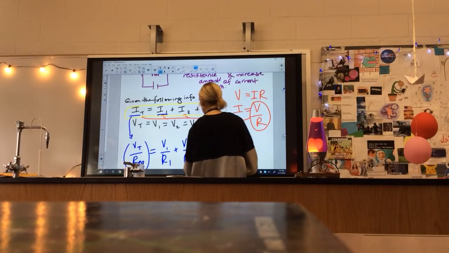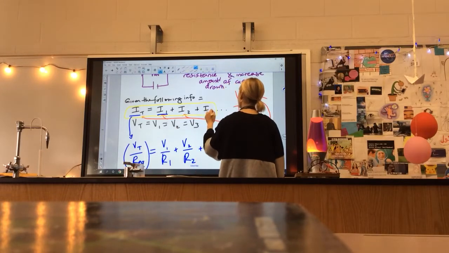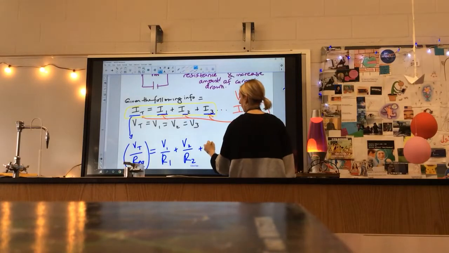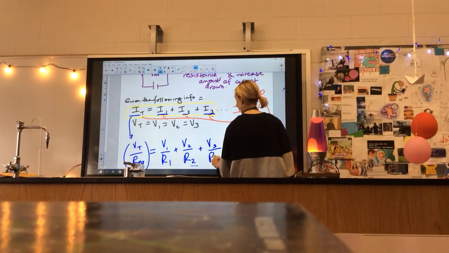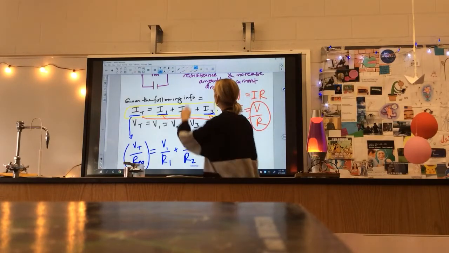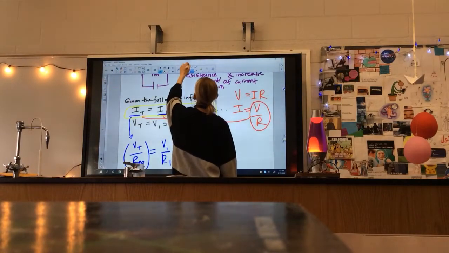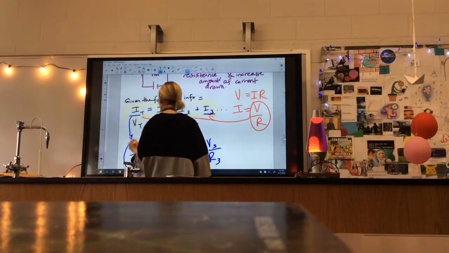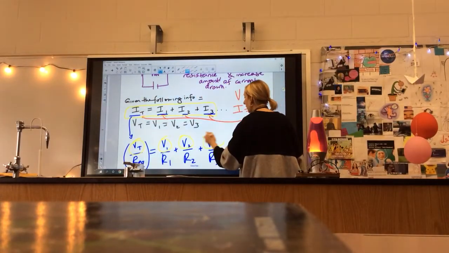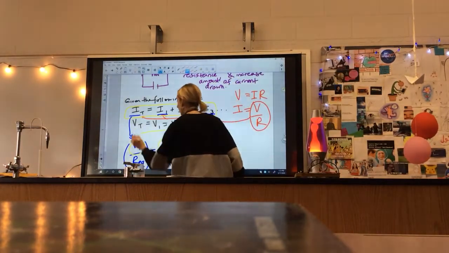All I'm doing is taking Ohm's law and substituting into this formula. And I3 would be the same thing as saying V3 over R3. Now, something is going to come out of this. Because V total is equal to V1, is equal to V2, is equal to V3. These all divide out because of this relationship.